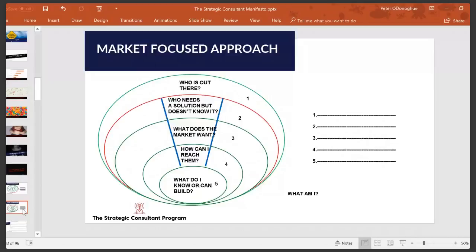Who is out there? What does the market want? Lead by the market. What is it that they're looking for? What do they want? Don't create a hard process for yourself if there is an easy route. If you are a multi-million-pound consulting company, then speak to me and we can do things differently. But if you're a 1, 2, 10, 20 person consulting company, do not overcomplicate the process. Don't make it hard for yourself. So what does the market want and how can I reach them? And then what do I know or what can I build for those companies?